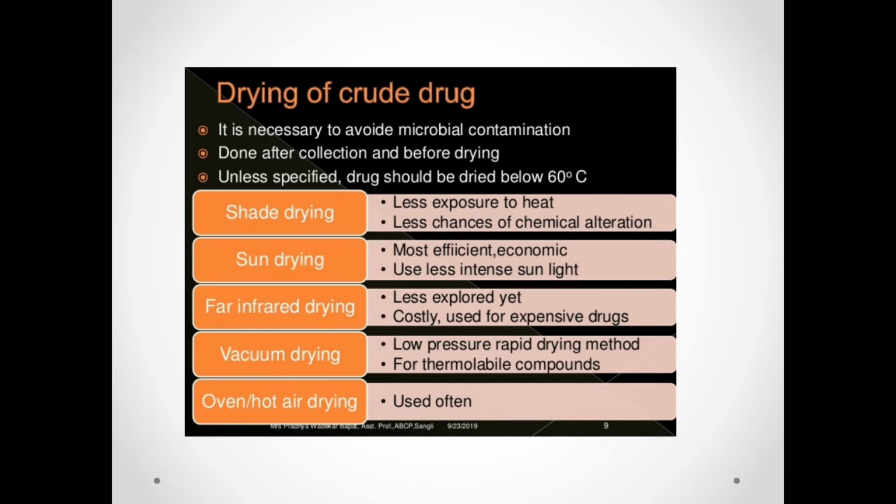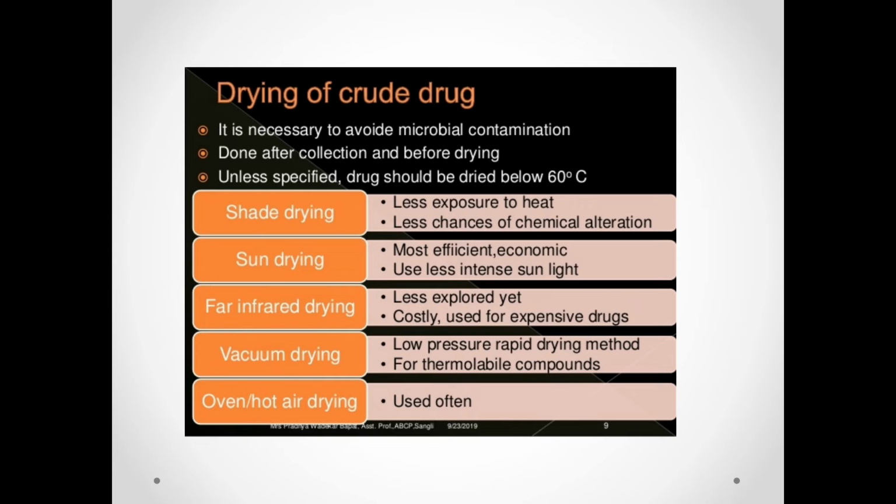Then there are different types of drying. The first one is shade drying, the second one is sun drying, the third one is far infrared drying, the fourth one is vacuum drying, and the fifth one is oven or hot air drying. In shade drying, shade is used for the drying purpose. That means it is useful for drugs which are highly volatile, that is, which require less exposure to heat. There are also fewer chances of chemical alteration in shade drying.